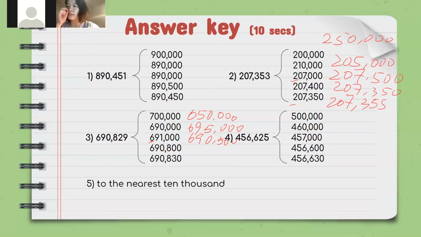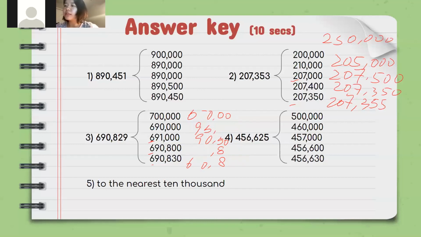And the midpoint for the 100 place value will be 690,850. And this number is less than the 100 place midpoint, and we'll round this number down to 690,800. And for the tenth place, the midpoint is 690,825. And this number is greater than the tenth place halfway point. So we round this number up to 690,830.